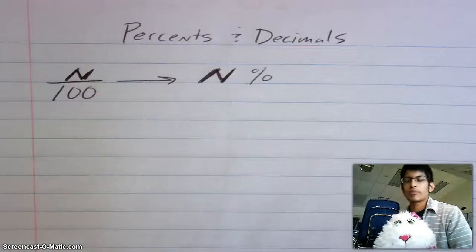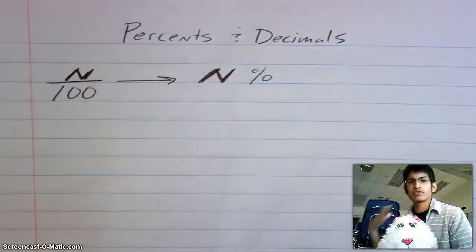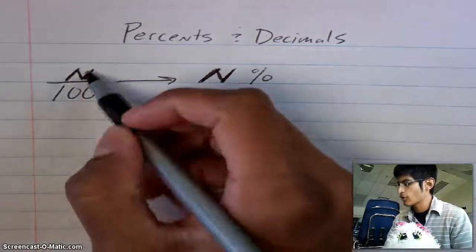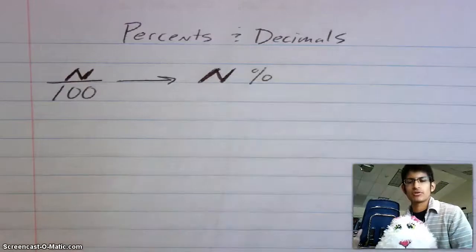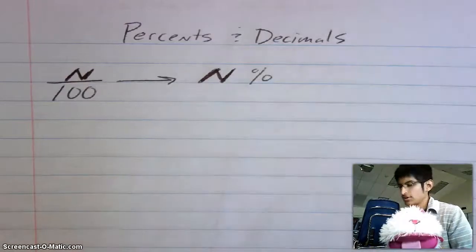All right, guys, we're going to be talking about percents and decimals today. The biggest thing to remember is that any number you have over 100, that's how you write it as a percent. That is correct.